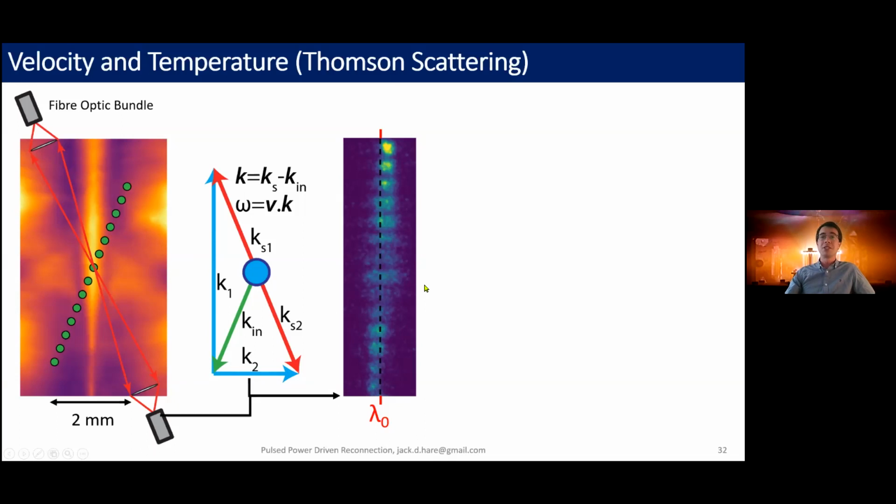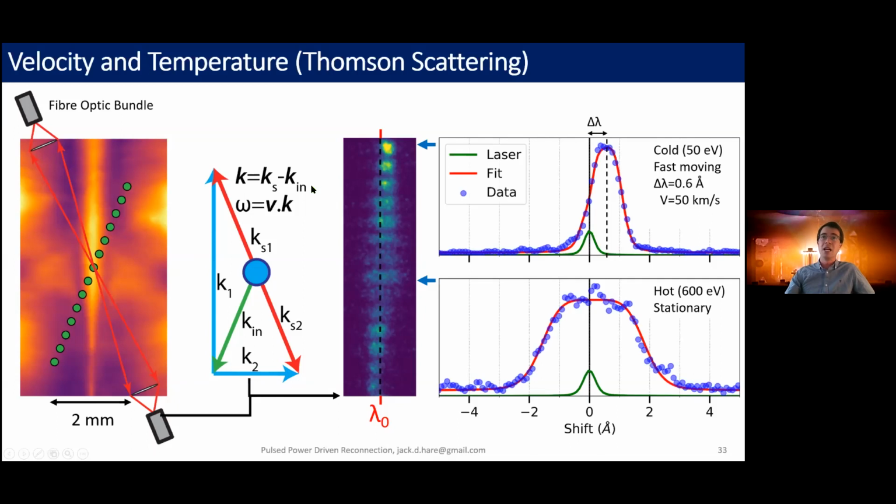So this is the raw spectrogram here, and you can see that we have a series of spectra corresponding to different spatial locations, and each spectra has a different Doppler shift and a Doppler broadening. So this spectra here corresponds to plasma outside the reconnection layer, plasma which is flowing into the reconnection layer. And here we have a significant Doppler shift, but only small Doppler broadening, which means that we have a cold but fast-moving plasma. In the center of the reconnection layer, this spectra here has very significant Doppler broadening, but very little overall Doppler shift, which means that the plasma is hot and stationary.